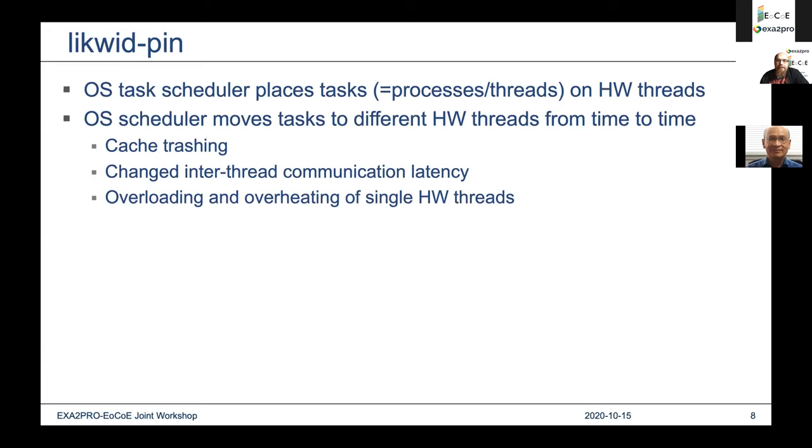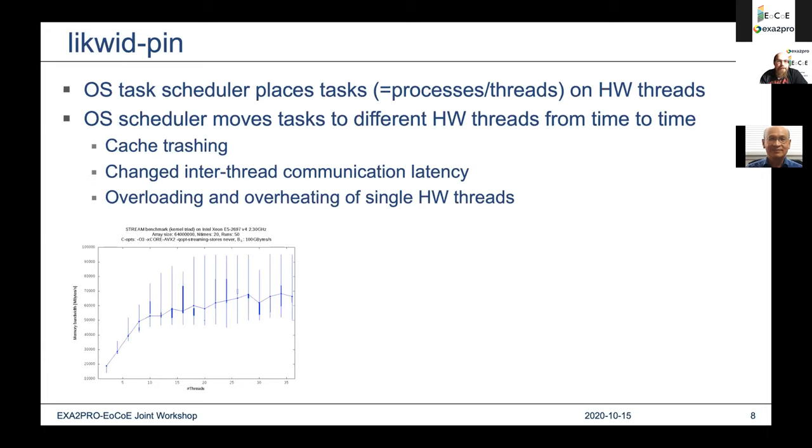We loaded every data we need to the L1 cache, then we move the application to a different processor and we have to reload everything into L1 again. So that's cache trashing. We load everything and then we trash it by moving the consumer away. Also the inter-thread communication latency can change. If the operating system task scheduler moves it to a completely different CPU socket, you have much higher communication latencies and lower bandwidths. And this might affect the execution.